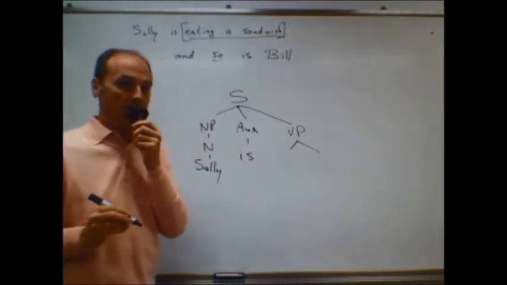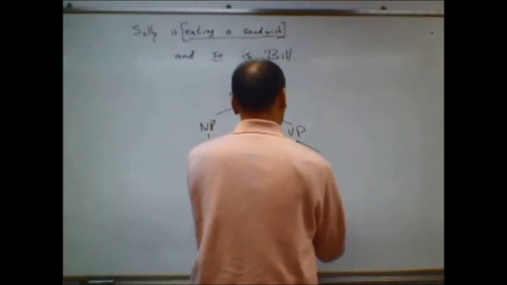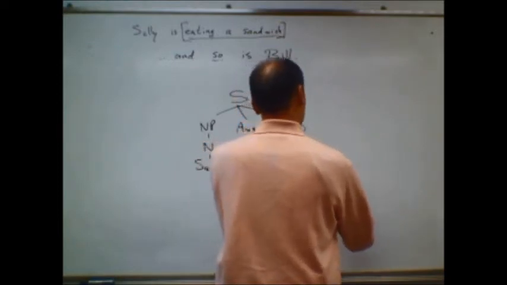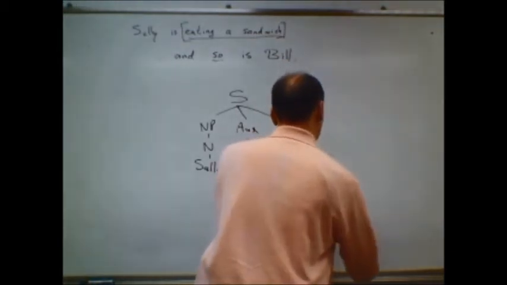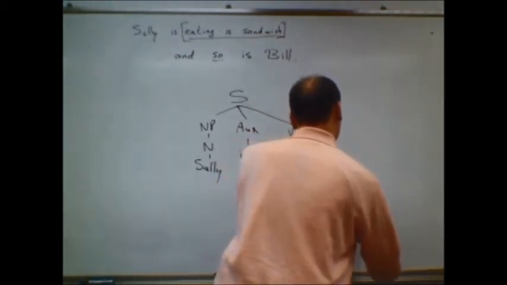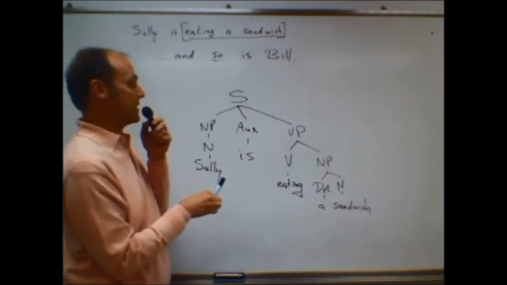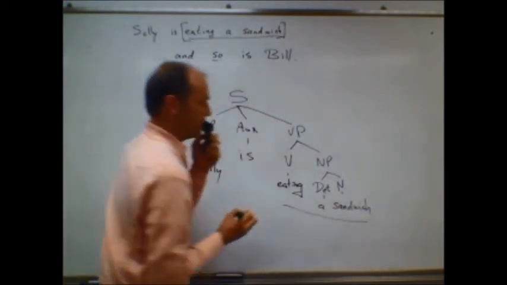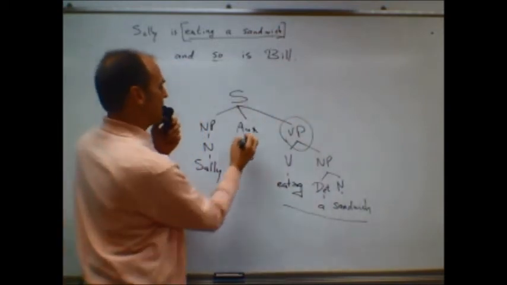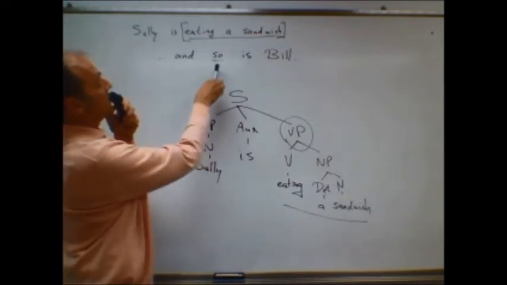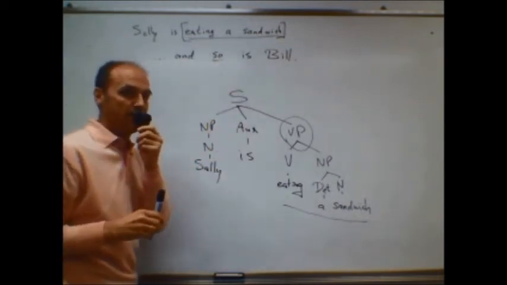So if we put the auxiliary out here, we have a model that better captures the observed facts. So now the string of words eating a sandwich is a constituent. It's exhaustively dominated by a single node on the tree. And the auxiliary is out here. And this is confirmed by the data that we saw here previously.